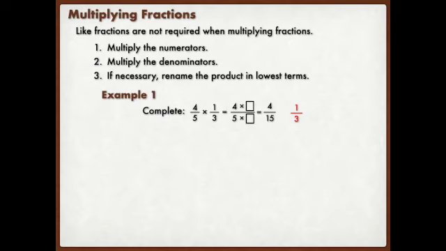So you can see this little example has blanks. What would go in those blanks? The 1/3. I'm just multiplying those fractions together. I'm multiplying the numerator and the denominator.